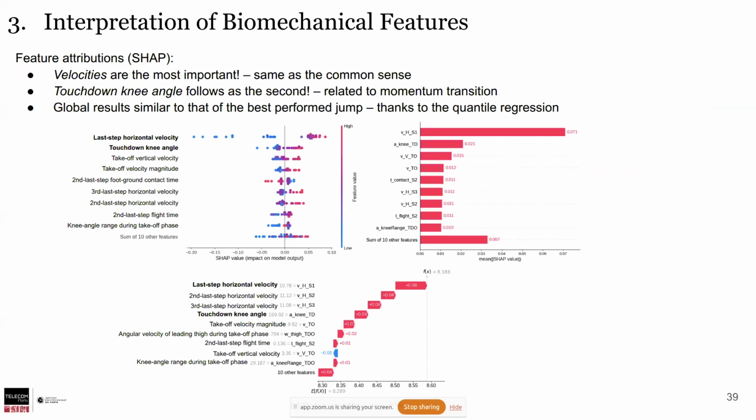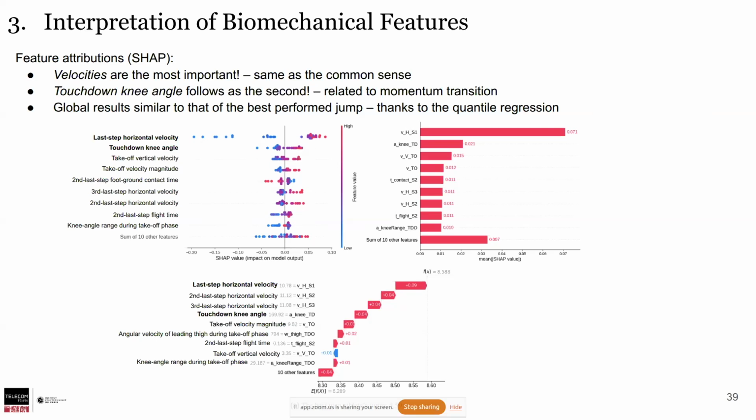This slide shows the SHAP analysis results. We look at the top results. We can see that the velocities are the most important feature, especially the last step horizontal velocity, which is the same as common sense. The second is that we find the touchdown knee angle is also a very important feature, which ranks second, which is less addressed in the literature.